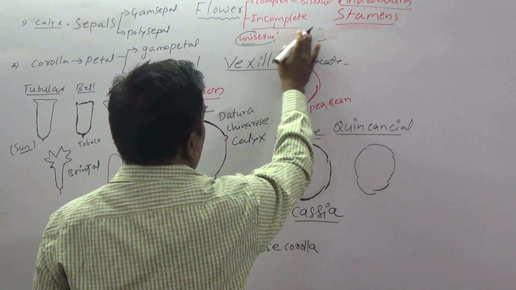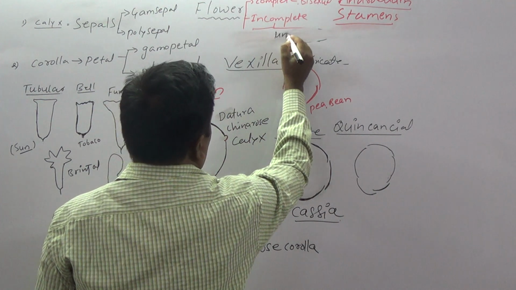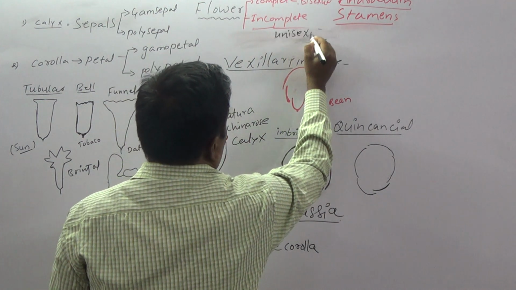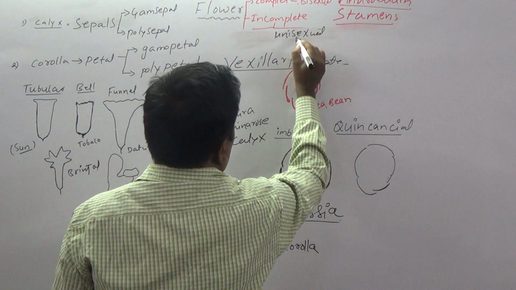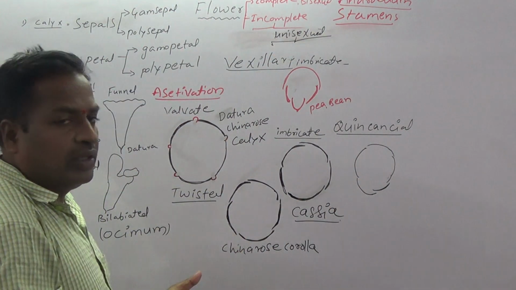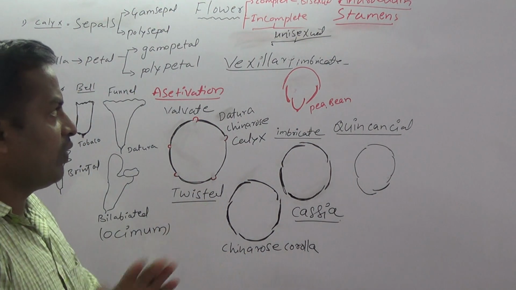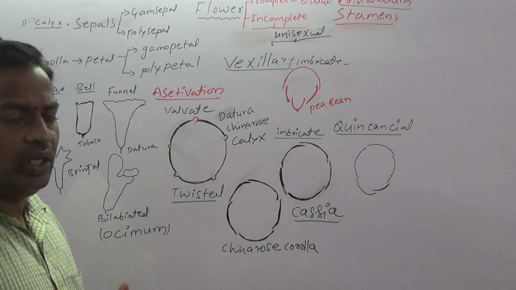Unisexual flowers are two types, male flower and female flower. So if the flower has androecium, such a flower is called a male flower. If the flower has gynoecium, it is called a female flower.